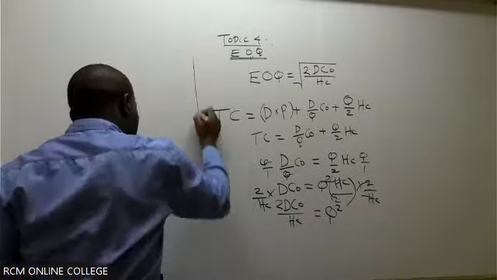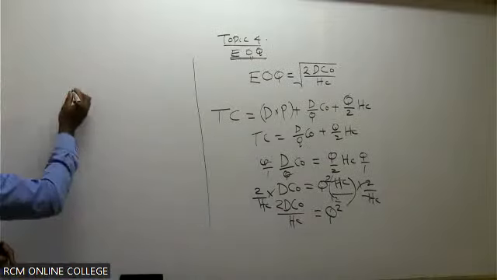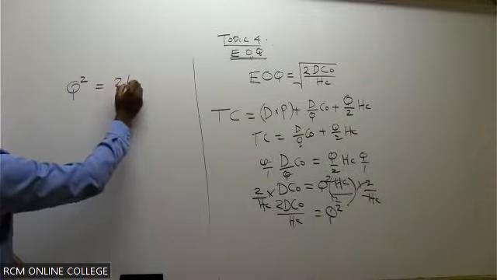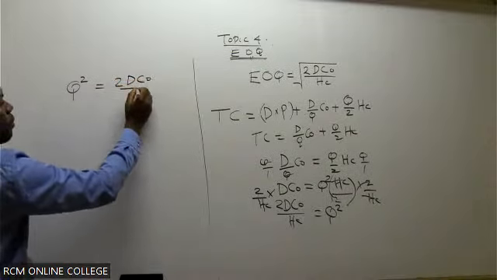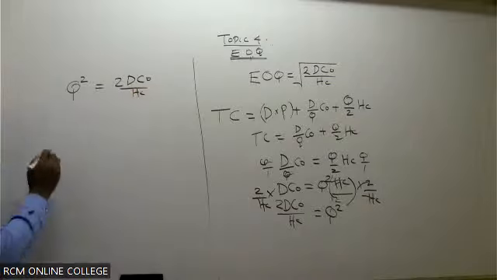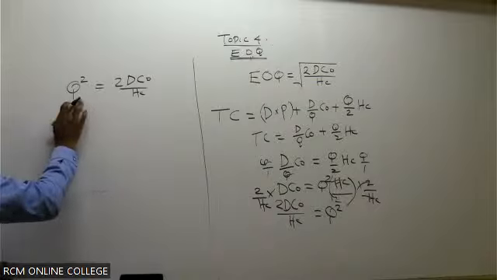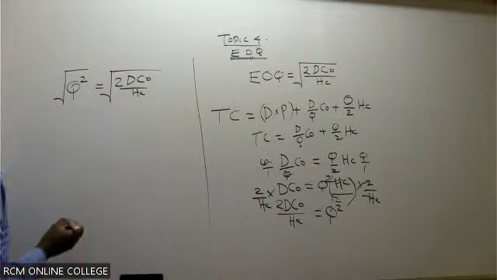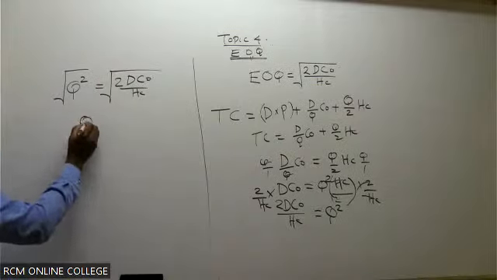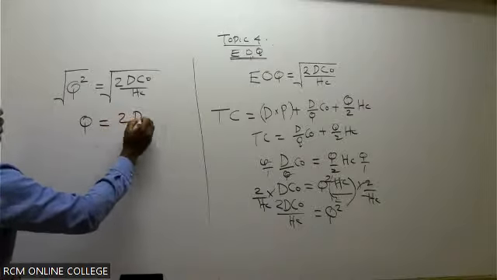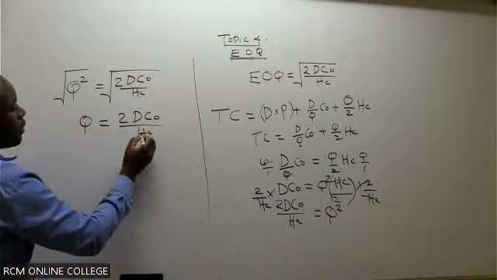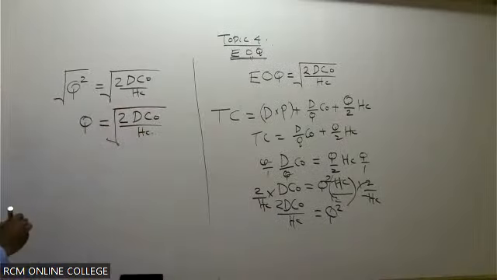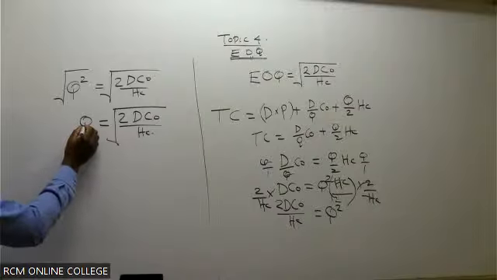Having done that, I now see I have Q squared equivalent to 2 DCO over HC, the holding cost. Remember, my interest is to get Q, not Q squared. So what do I need to do? I need to get the square root of everything, making Q equivalent to the square root of 2 DCO over HC. Once that is done, I'll be able to get this Q here.